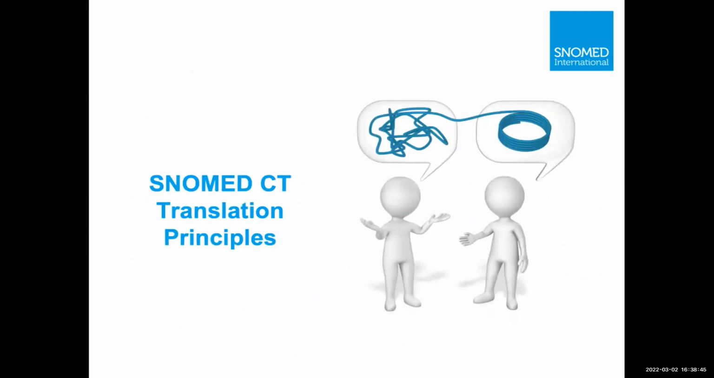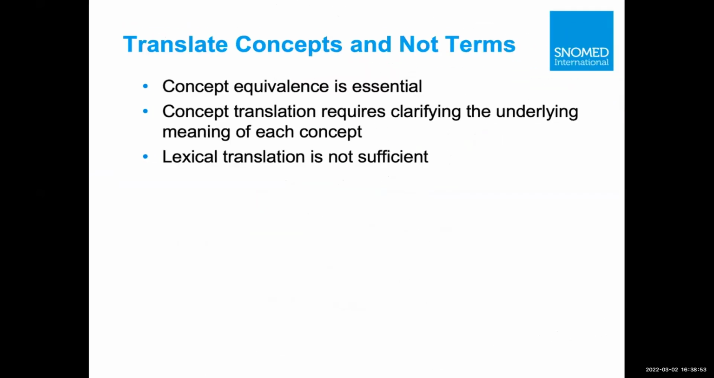So in the next part of this presentation, I'll very briefly talk about the basic principles for translating SNOMED CT. The basic objective of any SNOMED CT translation is to provide accurate and unambiguous description of SNOMED concepts in a target language. Therefore, concept-based translation must be used. The essence of this approach is to ensure that any target language word or phrase chosen is an exact semantic representation of the concept being translated. This goes beyond a pure lexical approach to translation.